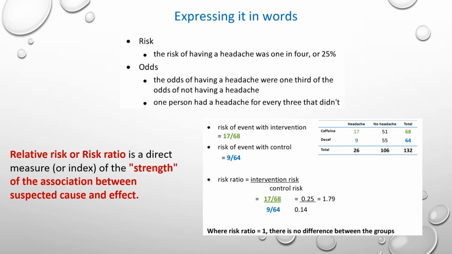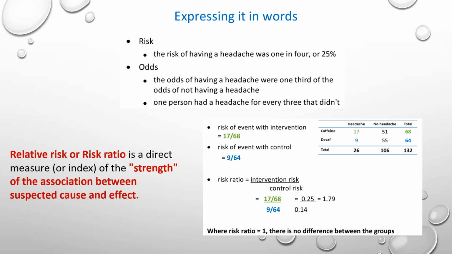Risk ratio or relative risk is equal to intervention risk divided by control risk, or risk among intervention group divided by risk among control group. Here 17 out of 68 is the risk among intervention group, divided by 9 out of 64, the risk among control group. So 0.25 divided by 0.14, that is 1.79. That is the risk ratio or relative risk.